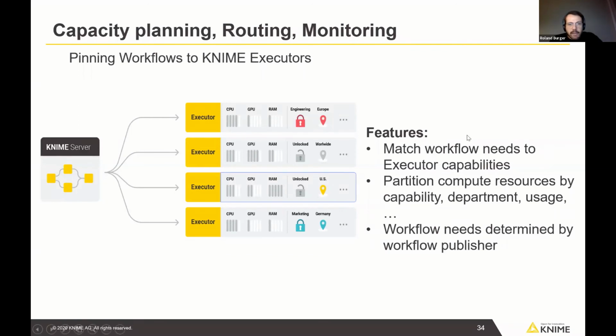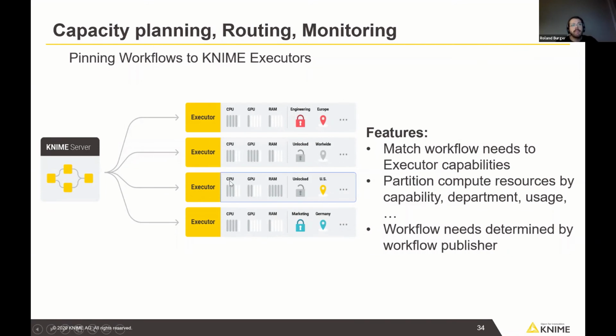In this case, for example, we have a couple of different executors available. The first one has quite a few CPU cores. It's very low in terms of GPU, probably doesn't have a GPU, let's pretend it doesn't, and very little memory. This is owned by the engineering department and is located in Europe. Then there's another executor with average CPU, good GPU power, and medium memory, which is not for any specific department and takes jobs from worldwide.